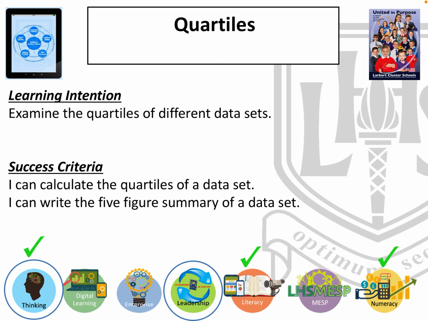This is the first lesson for the statistics topic within National 5. So the first thing we're going to be looking at is how to calculate the quartiles of a data set. Our learning intention is going to be examining the quartiles of the data sets, and our success criteria at the end of it, you should be able to calculate the quartiles of any data set and also write the 5-figure summary of any data set.